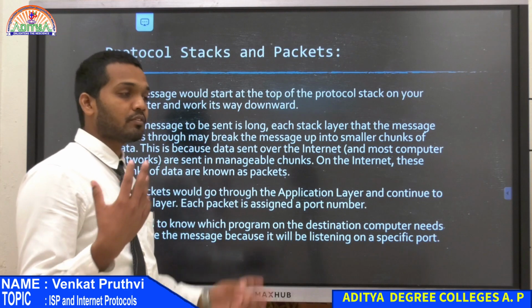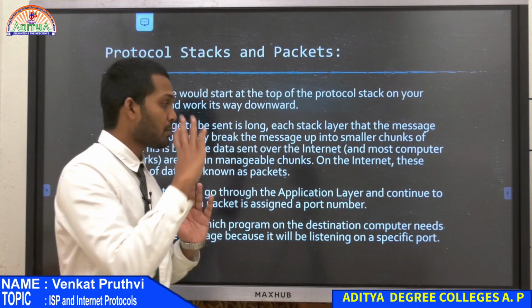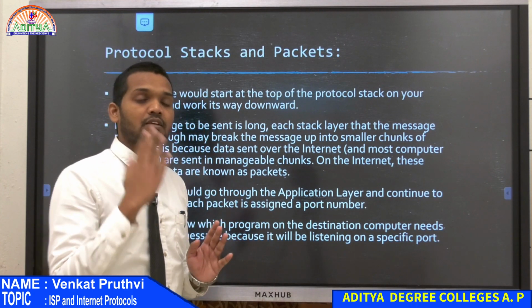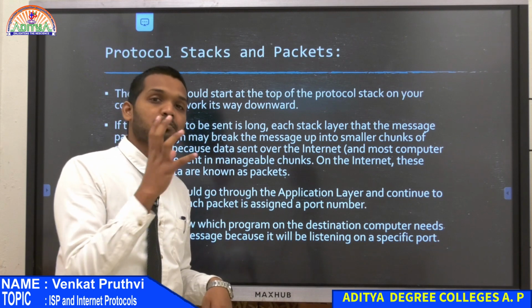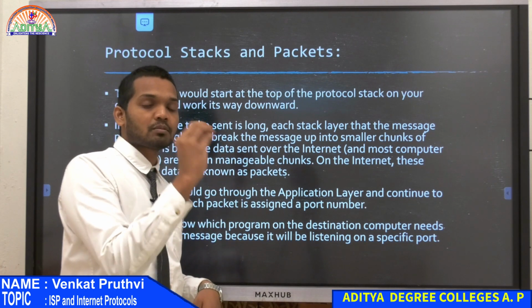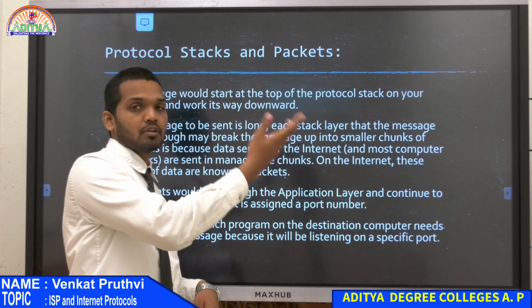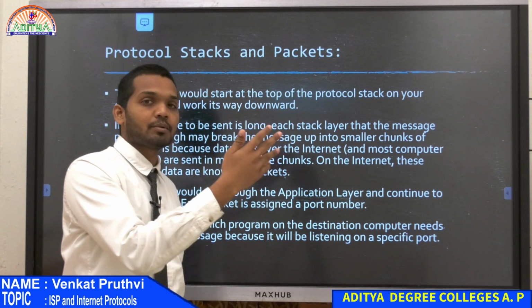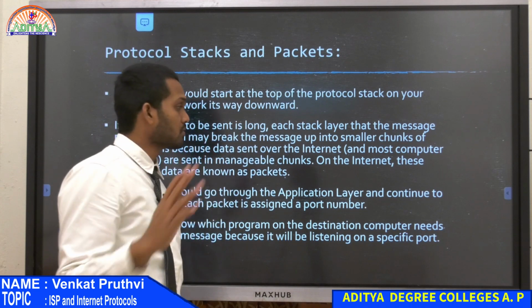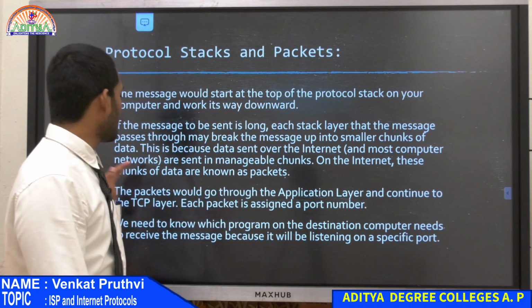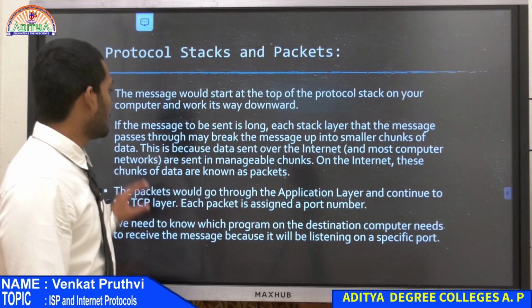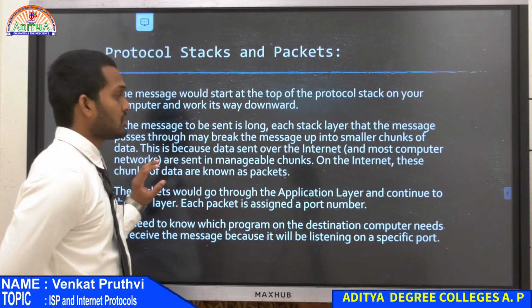This is because data sent over the internet and most computer networks are sent in manageable chunks. Yesterday I was telling you, if you have a 1 MB file, the 1 MB file is divided into small chunks, that is packets, and the data is sent in packets to the other computer with the ID number of that computer. What is the ID number of the other computer? That is the IP address that we were discussing. So on the internet, these chunks of data are known as packets. We all understood what packets are now.